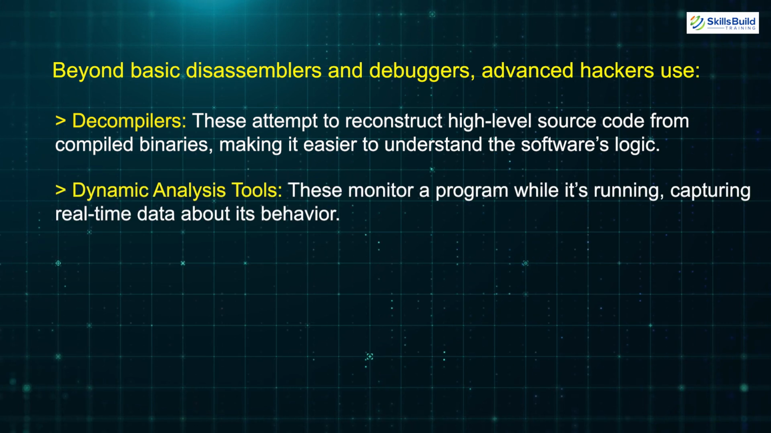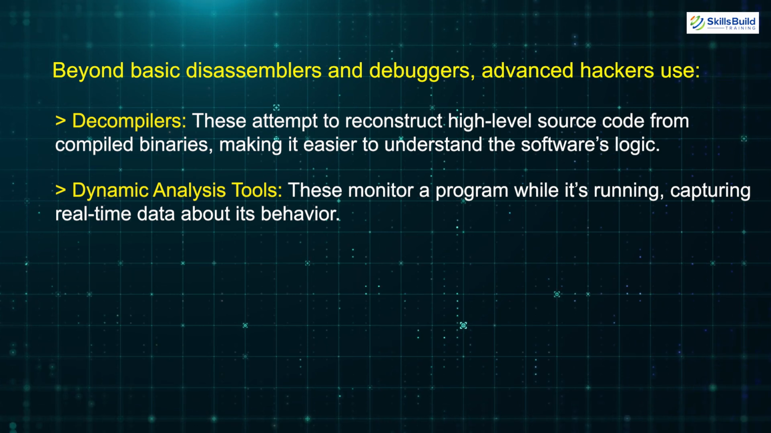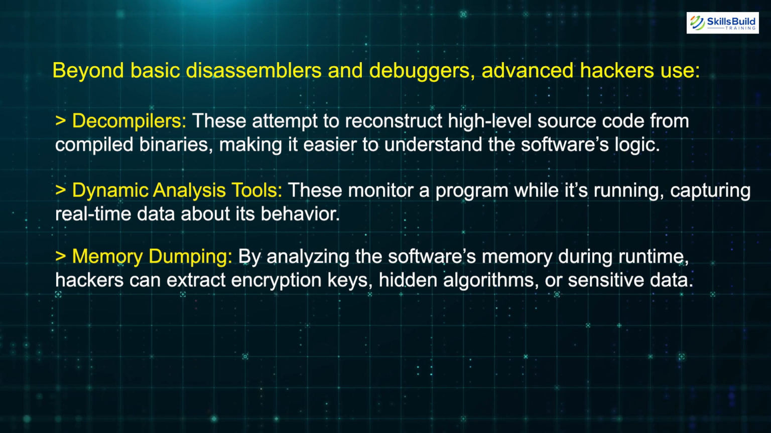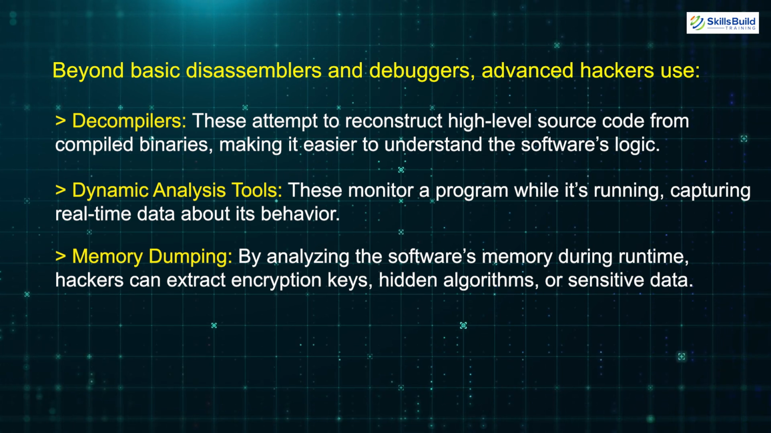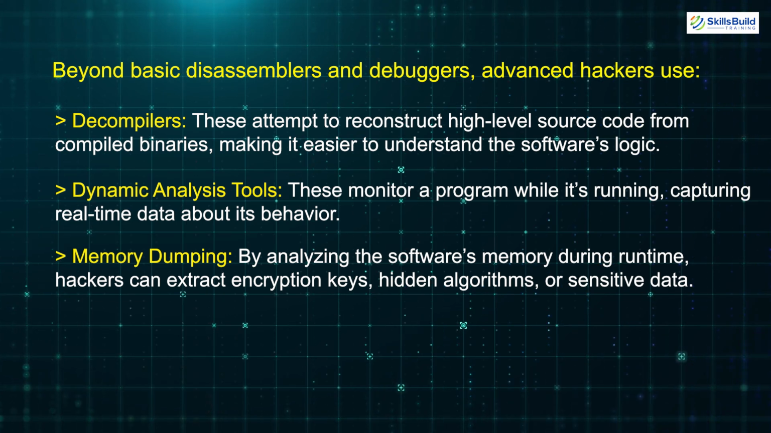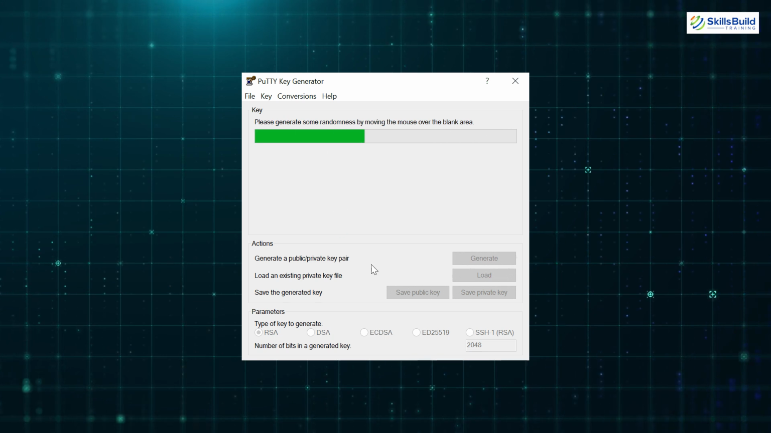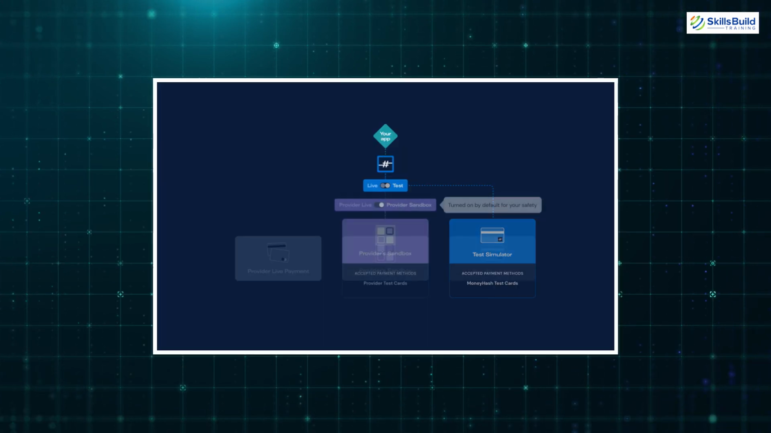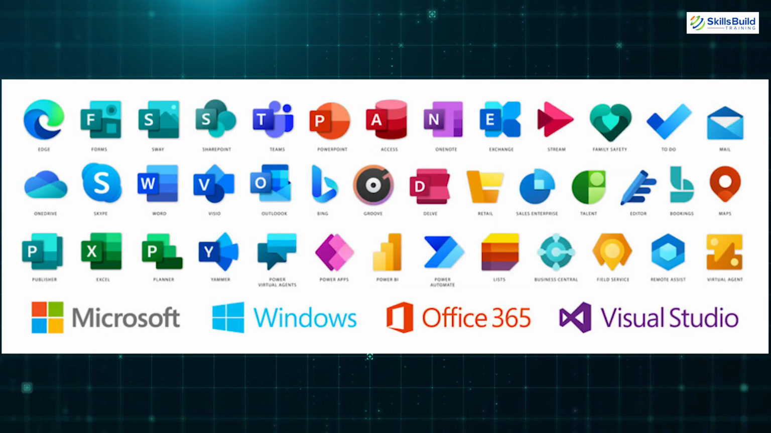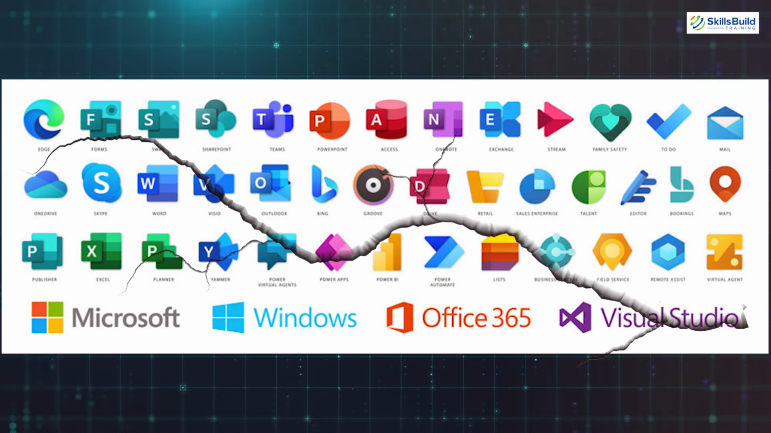Dynamic analysis tools. These monitor a program while it's running, capturing real-time data about its behavior. Memory dumping. By analyzing the software's memory during runtime, hackers can extract encryption keys, hidden algorithms, or sensitive data. Additionally, hackers leverage techniques like keygen creation to generate valid keys and sandbox environments to test modifications without risking their own systems. These methods allow them to crack virtually any software given enough time and expertise.